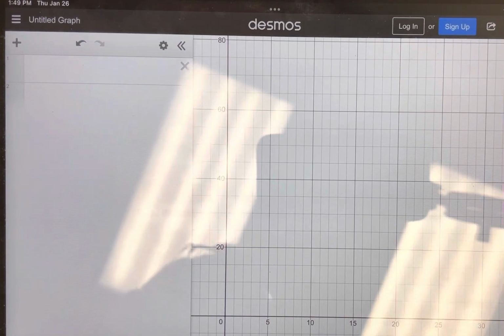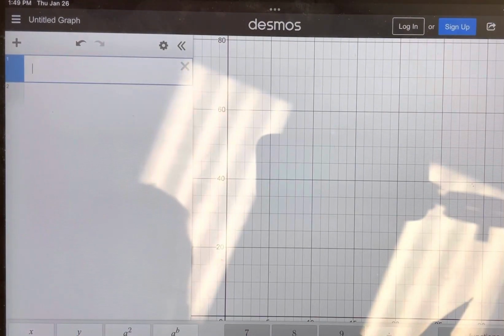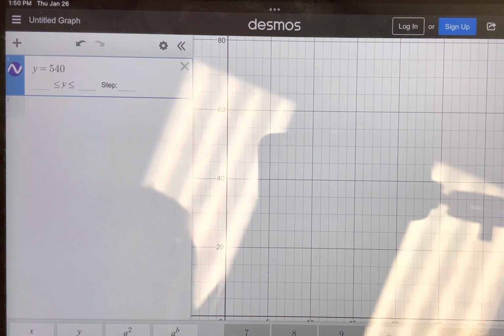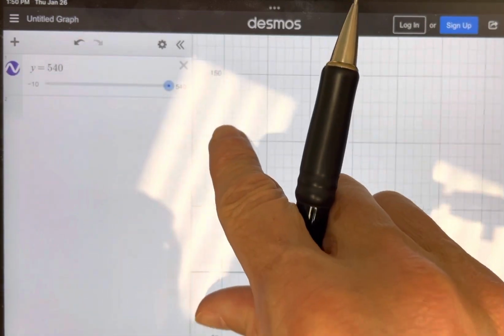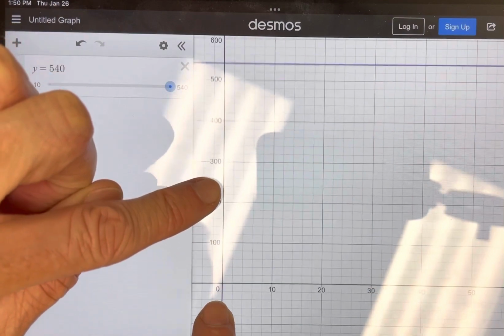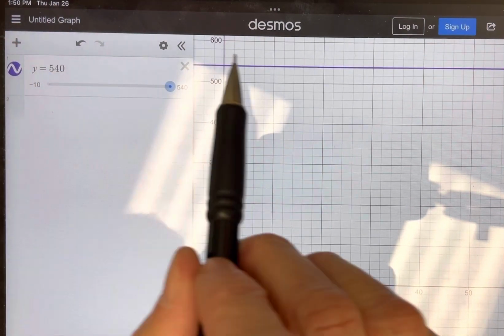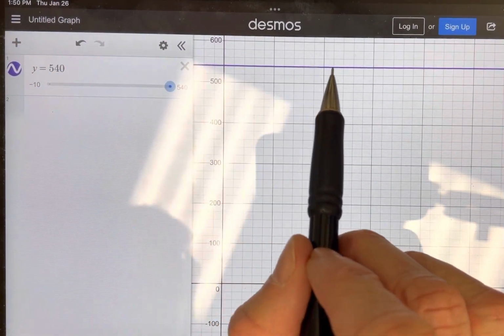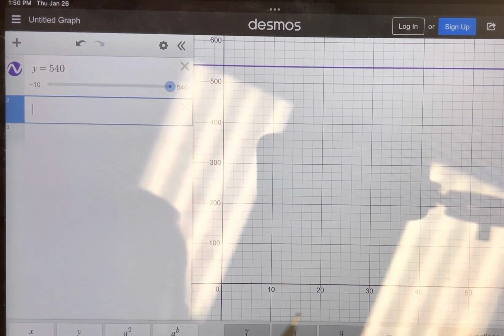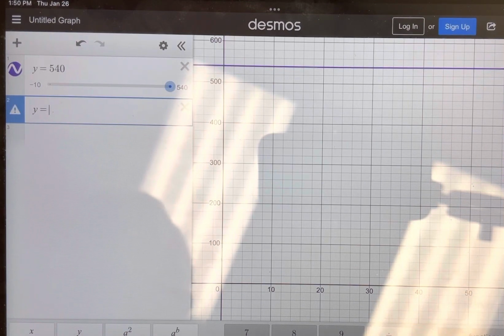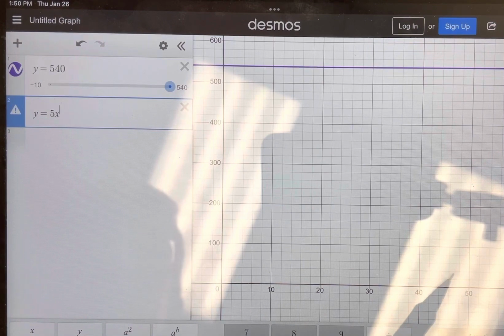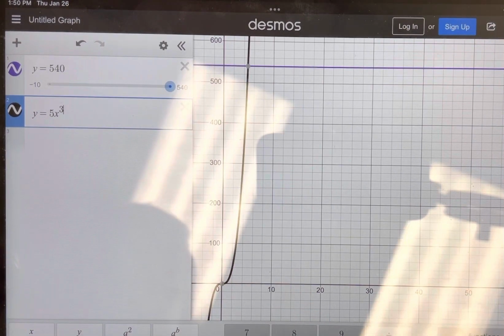Okay, we're in Desmos. All right, we have y equals the left side. So y is equal to 540. And that, of course, is just a line. So I need to go up to 540 on my y-axis to see it. And there it is. In my case, it's purple. And this is where y is equal to 540. Now I need to put my power function in there, the right side. y is equal to 5x cubed. And there's my cube function.